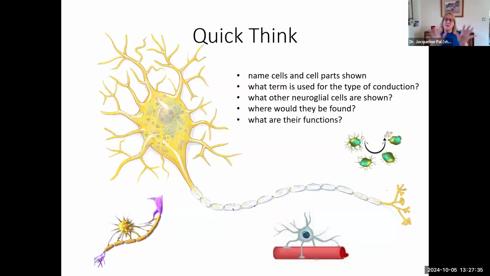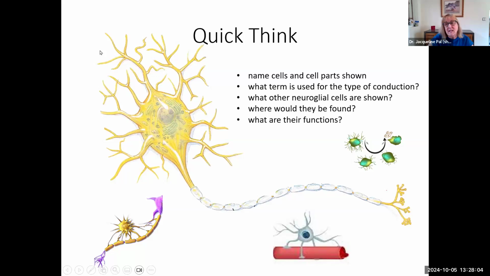Okay, so here's the quick thinking. There's quite a few things to do on this one slide. Start with this big picture. What cell? There's two cells in this big picture. What cell parts? What's the term for this type of conduction? Then look at these three other pictures. What other three cells are there? Where are these three cell types? Oh, well, actually, there's 5 cells. Where, for each of those 5 cells, would they be found? And what are the functions for each of those 5 cells?